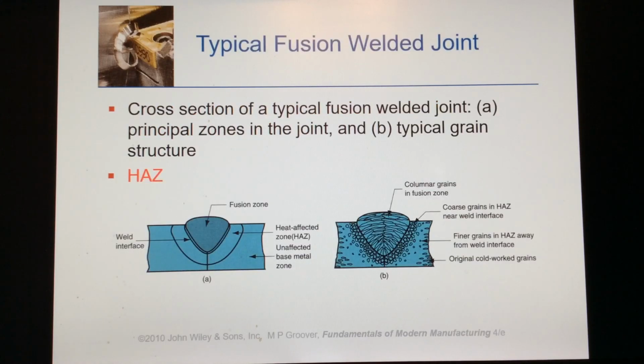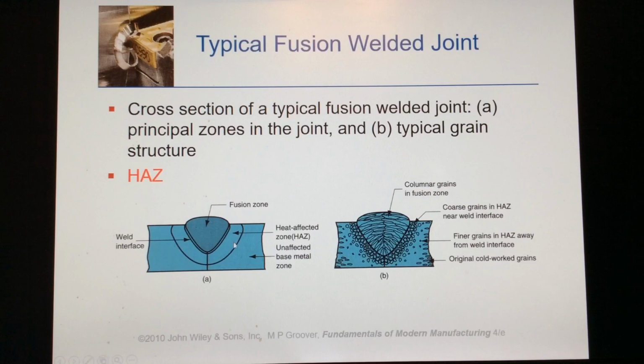So here's a typical fusion welded joint, and this is what we were talking about. Here's the actual fusion zone where the melt occurred. This is the actual interface right here where it basically stopped. And this area all around here is called the heat affected zone, or HAZ.